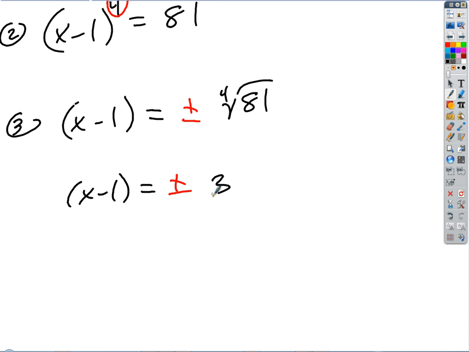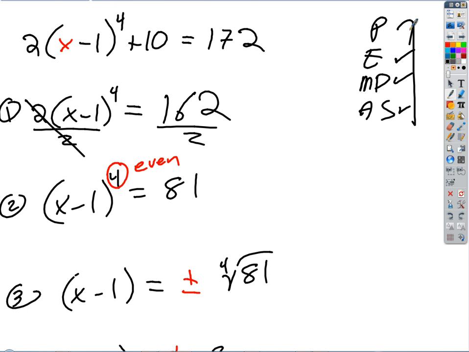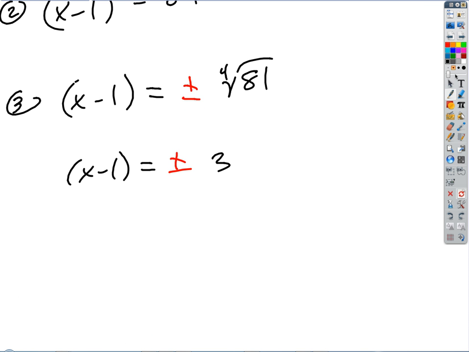And then last step, if I go up to parentheses, the last step is I'm going to add 1 to both sides. And so finally, step 4 gives us x equals, I'm going to add the 1 in front of the plus or minus, right? 1 plus or minus 3.